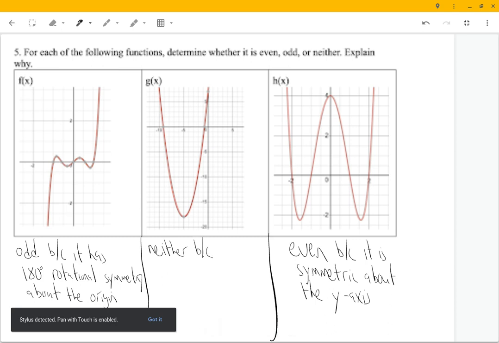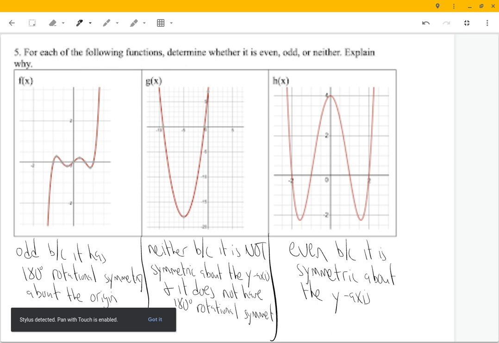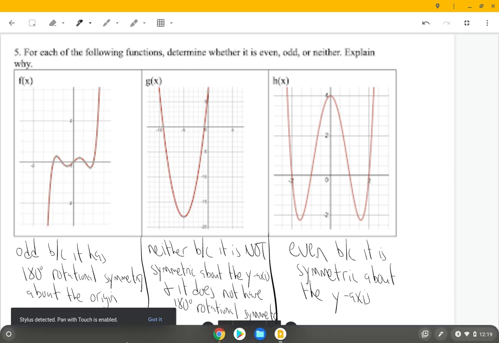It's neither even nor odd because it is not symmetric about the y-axis, and it does not have 180-degree rotational symmetry. Again, you have to say even, odd, or neither, and you have to give the reason why. So it's important that you actually state the reason. Okay, and that is it for number 5.